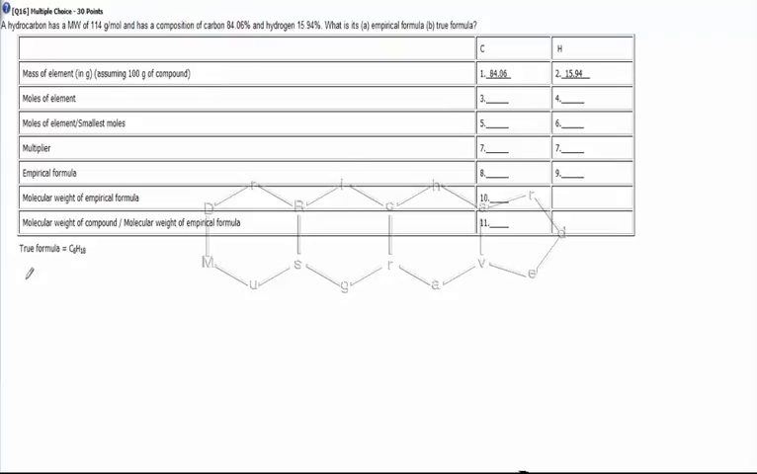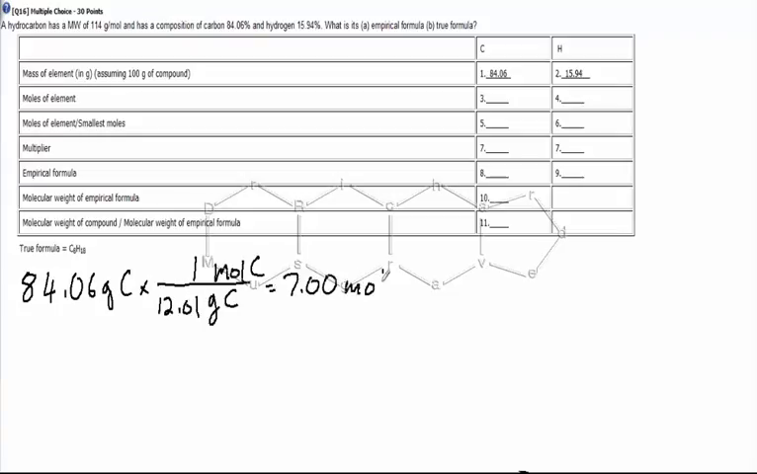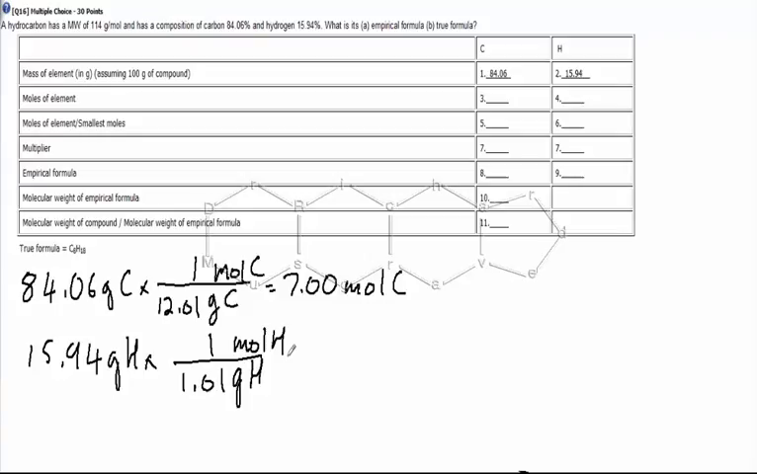100 grams. So the first thing we'll do is figure out our number of moles. So 84.06 grams of C times grams of C on the bottom, moles of C on the top. 1 mole of C, 12.01 grams of carbon on the bottom. Comes out to be 7.00 moles of carbon. We've got 15.94 grams of hydrogen. Grams of hydrogen on the bottom, moles of hydrogen on top. 1 mole of hydrogen, 1.01 grams of hydrogen. That's going to come out to be 15.8 moles of hydrogen.